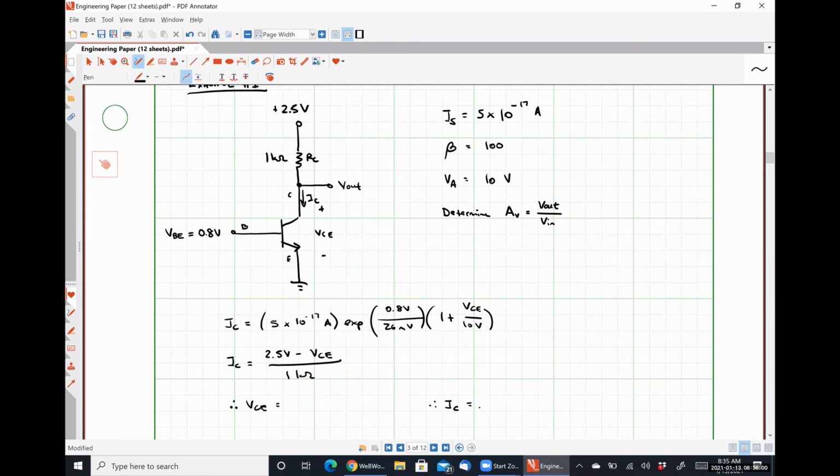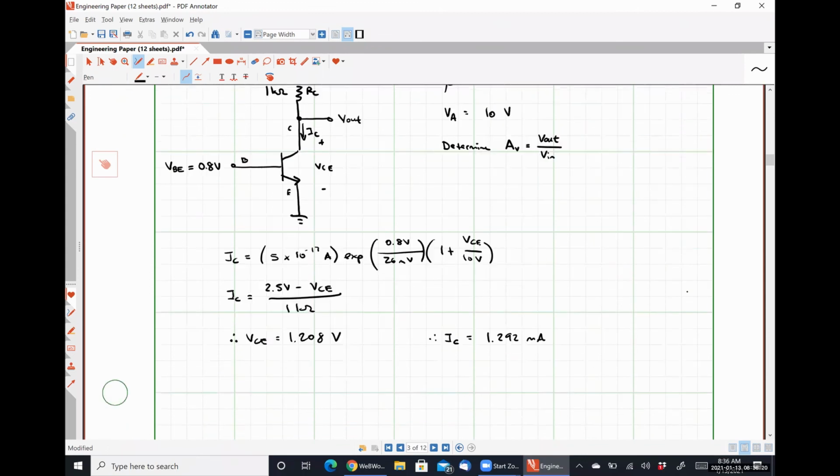All right, so VCE of 1.208 volts, that is also what I got. Substituting that VCE into our equation for IC, we should get 1.292 milliamps. So we know the operating point of our system.